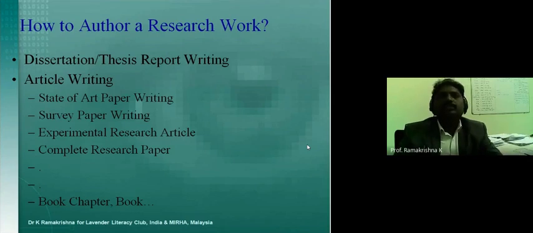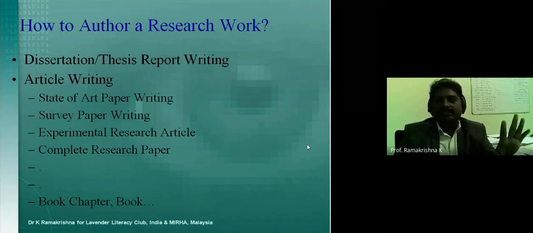Dissertation: usually whenever we do research work, doctoral research or postdoctoral research, we all submit a dissertation to the universities to get a degree. So the dissertation is not a publication. That's very important. Sometimes you can convert your dissertations into publications, but that is secondary.